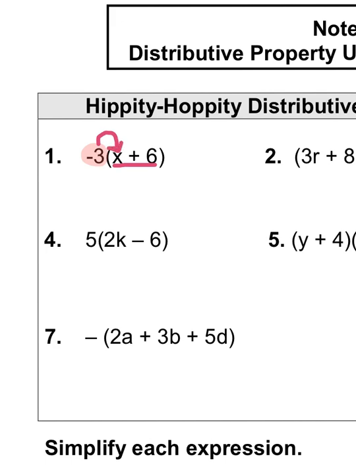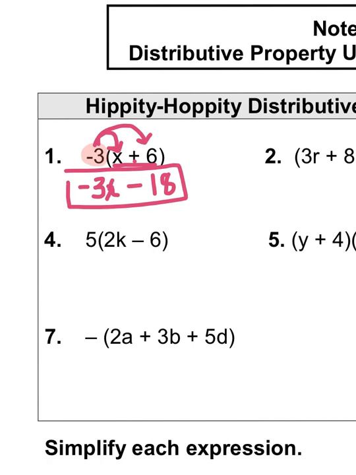So we distribute the -3 to the first term, -3 times x. That gives us -3x. Then -3 times 6 would be -18. So instead of writing plus -18, write -18. It is a -18, but this is how we'll write it. Go ahead and box your answer. Let's go on to number 2.